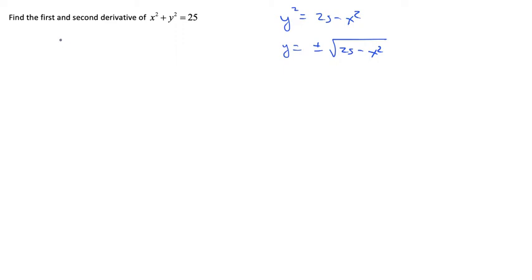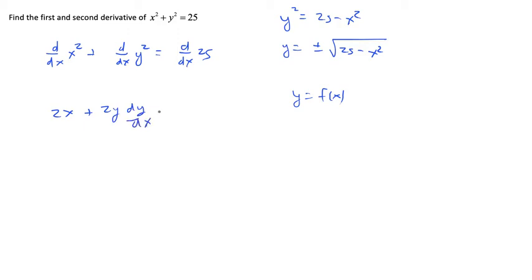So let's write this out. We're going to take the derivative with respect to x of x squared, and the derivative with respect to x of y squared, and the derivative with respect to x of 25. Well, what is this guy? That's just 2x. But what is this one here? Remember, we are taking the derivative with respect to x. We are assuming that y is a function of x. So we get 2y dy/dx, which equals 0.